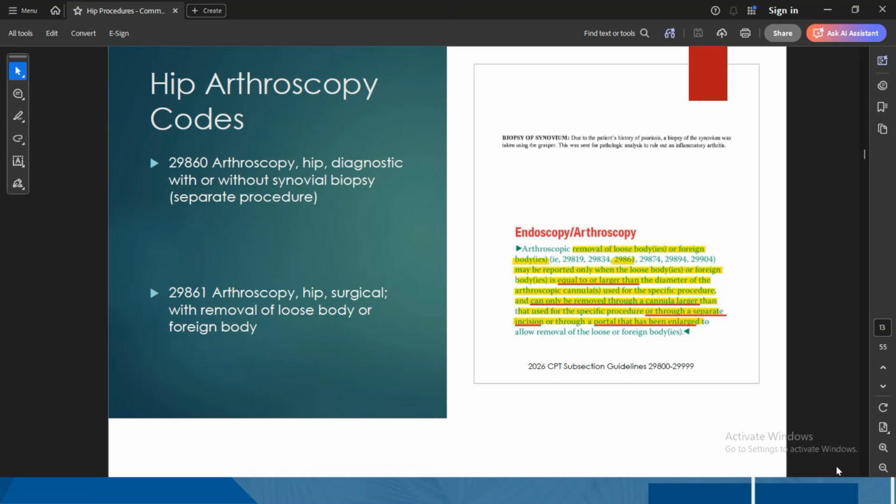So basically, in order to remove the loose body, if the physician uses a separate incision, you can code separately. If the physician enlarges the portal, you can code loose body removal separately. Other than that, you can't code loose body removal separately.